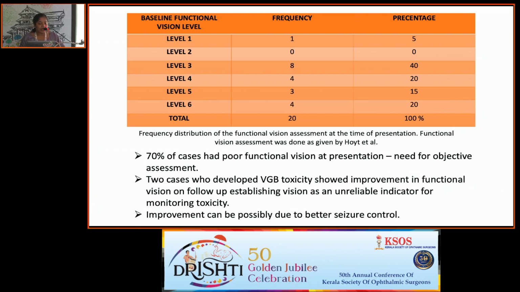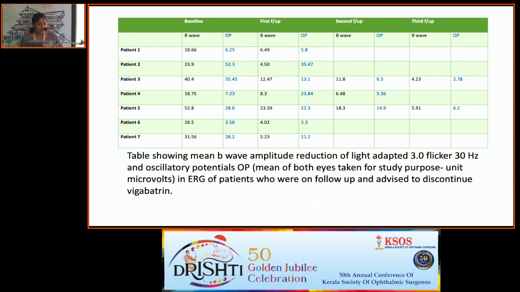So this is the distribution of the baseline functional vision assessment, and we can see that about 70% of the cases had poor functional vision at presentation, which indicates a need for an objective assessment. Moreover, 2 cases who developed vigabatrin toxicity on follow-up actually showed improvement in functional vision assessment, which is contradictory to the effect it produced. This improvement can possibly be due to better seizure control rather than a direct effect on vision.